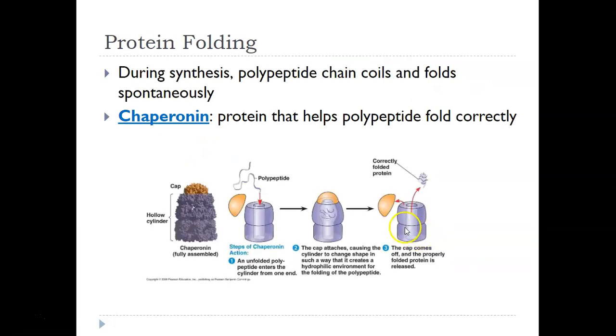Protein folding is also something that needs to be considered. Once a protein is made in that long chain, it then oftentimes needs to fold into its 3D structure. It usually does this spontaneously, but there are proteins like chaperonins, chaperones or carriers, that help to ensure that polypeptides fold correctly. If the protein doesn't fold correctly, then it oftentimes can't do its job.